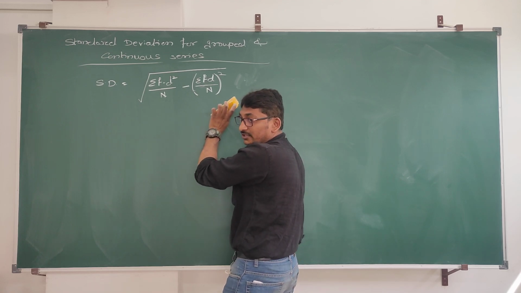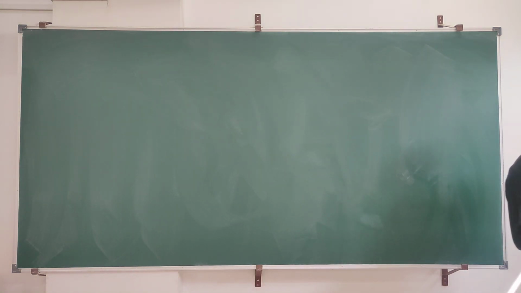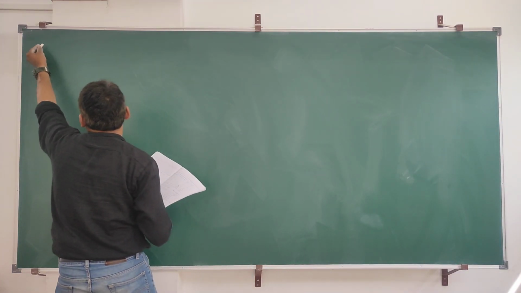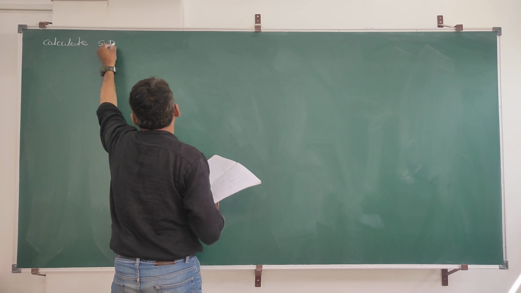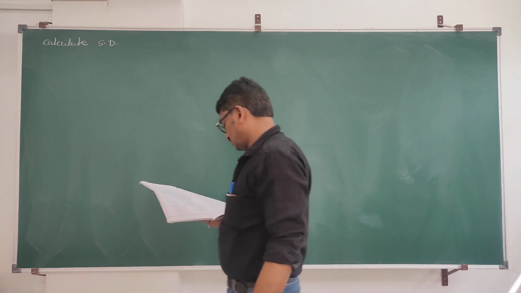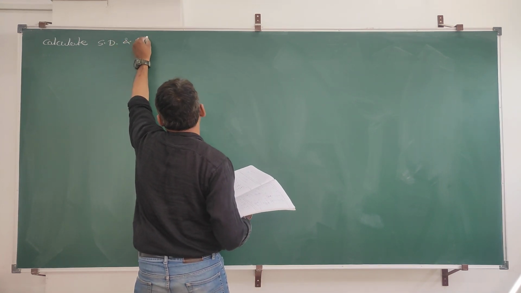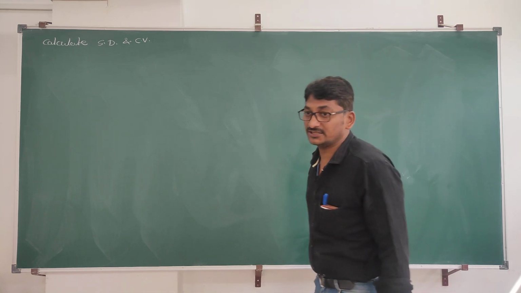Written? All of you have written? Write one example. From the following information, calculate standard deviation and CV. Standard deviation and CV. CV is nothing but coefficient of variation.